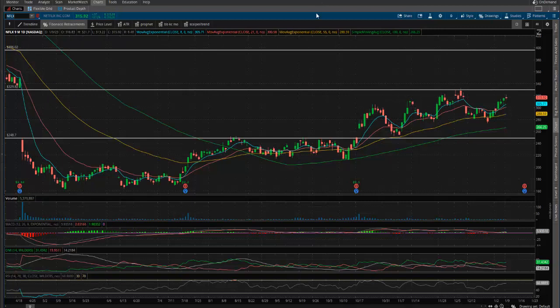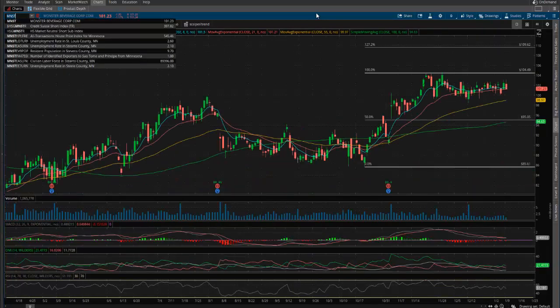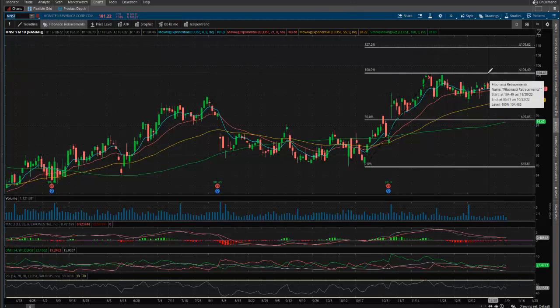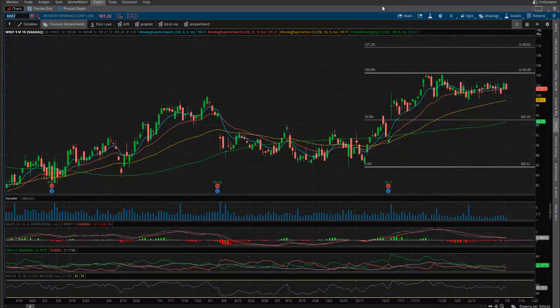What else did we look at? Oh, Monster, MNST. Let me put these on here. So MNST, again, if you're trading on the daily candles and you're looking for some bang in your short-term trades, you've got to have some movement. This is very low on the ADX, very low trend strength. MACD flattening out. RSI looks good.